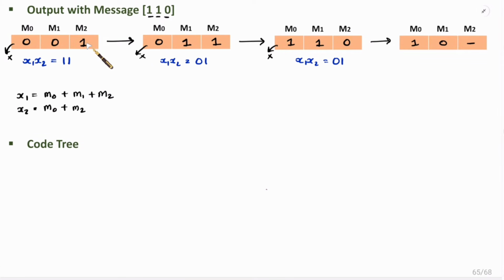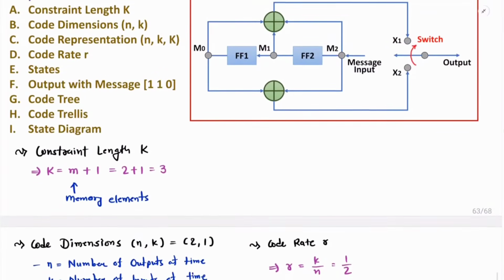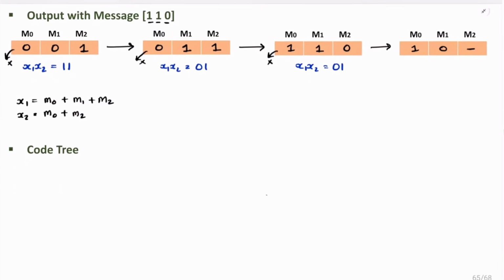So if you talk about state, then you see state is based on m0 and m1. That is based on the output of the memory elements, right? So here the memory elements are m0, m1, the outputs of ff1 and ff2. So that will define the state.